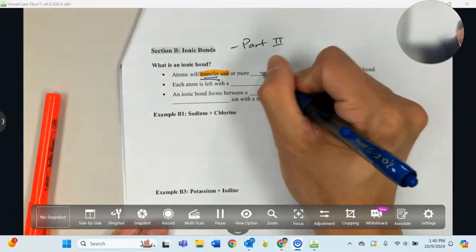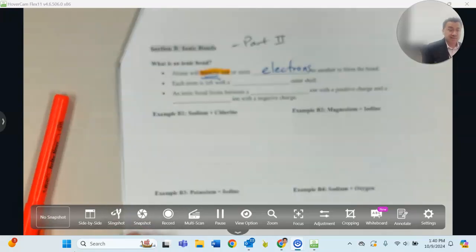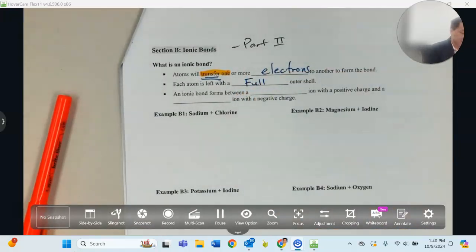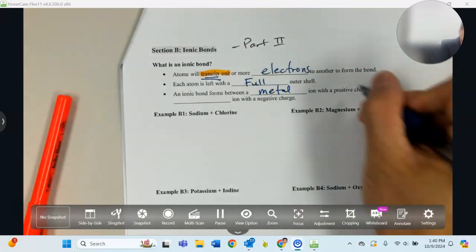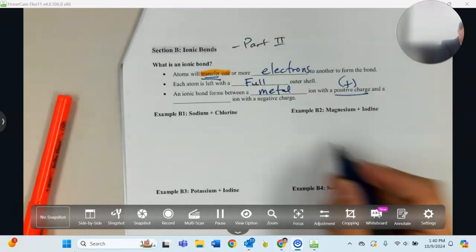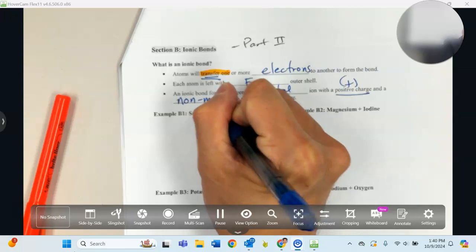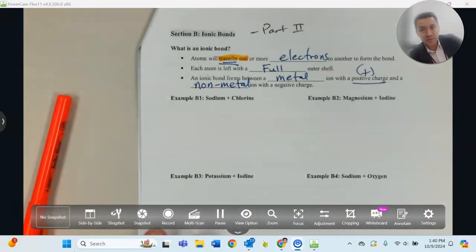One or more electrons, because the electrons are involved in bonding. Each atom is left with a full outer shell. An ionic bond forms between a metal ion, which is usually positive, metals are positive, and a non-metal ion, which is negative. All right. So here I'm going to be drawing a lot of different pictures. If you have different highlighters, different colors, I think it would be a little more useful.